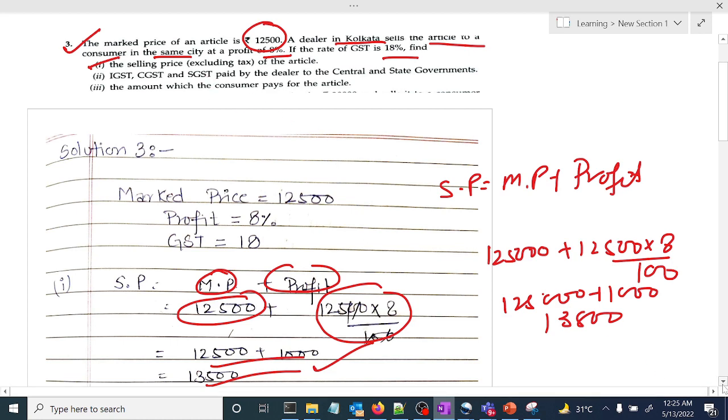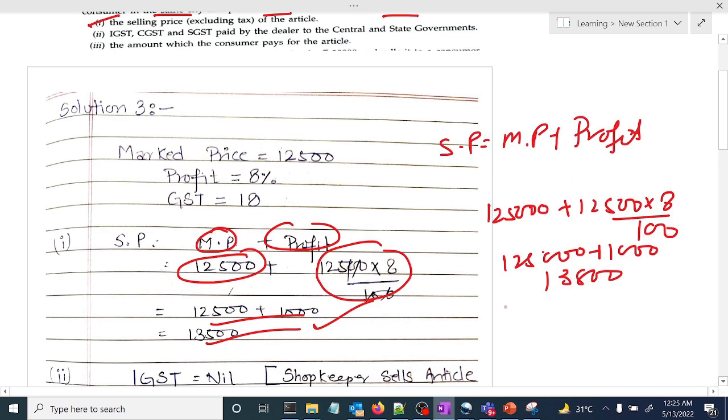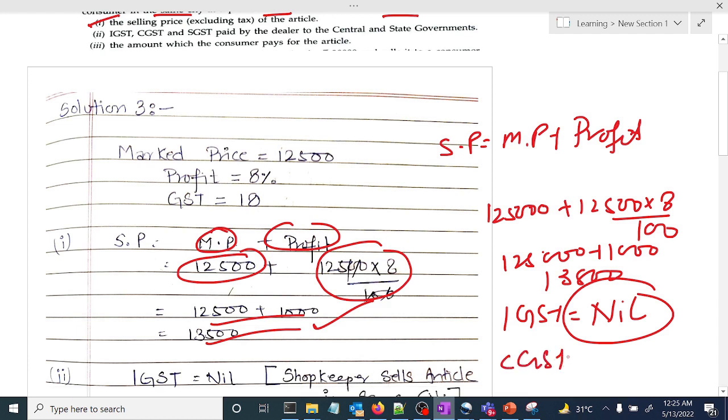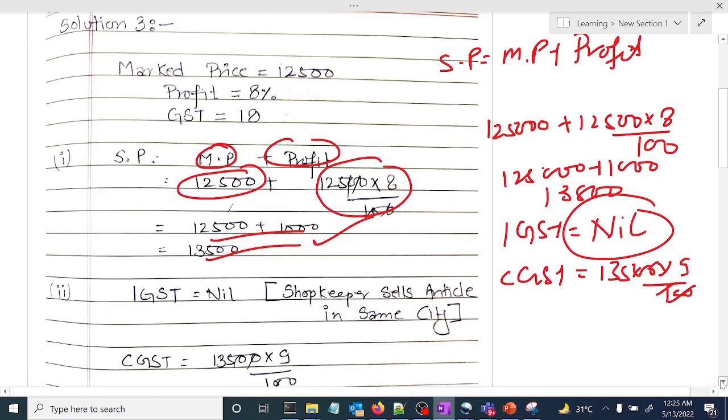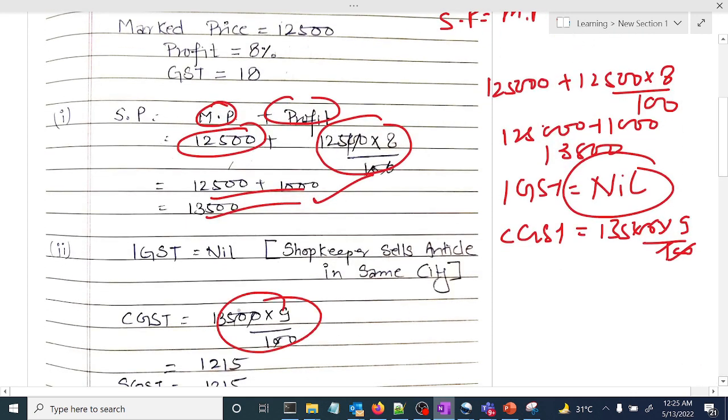So IGST, very obvious, will be null because it's being sold in the same city, Kolkata only. CGST, how much? 13,500 times 9 upon 100. So if you see here, this is 1,215 CGST, 1,215 SGST.